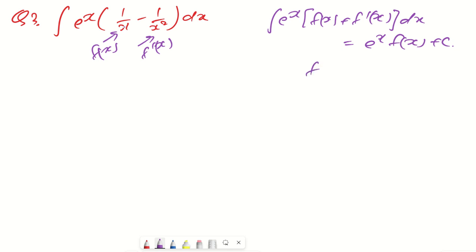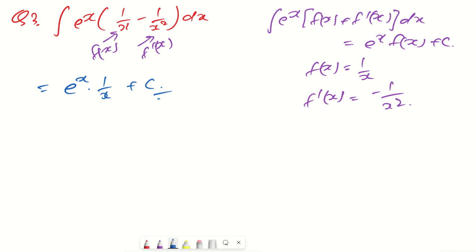My f of x is 1 by x. So what will be the differentiation of f of x? That is, f dash x is going to be minus 1 by x square. So this is going to be a one-line answer. The integration can be written as e to the power x into f of x, that is 1 by x, plus c.